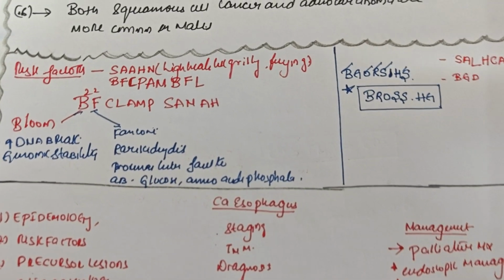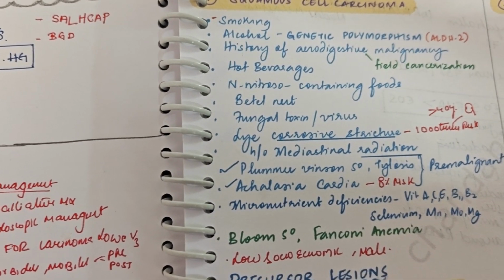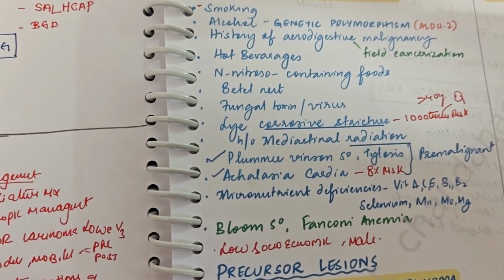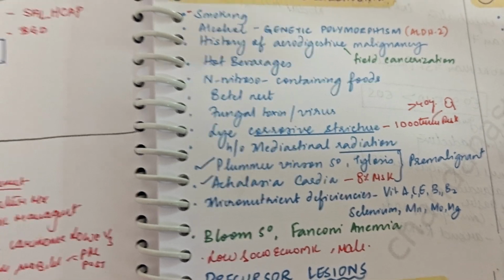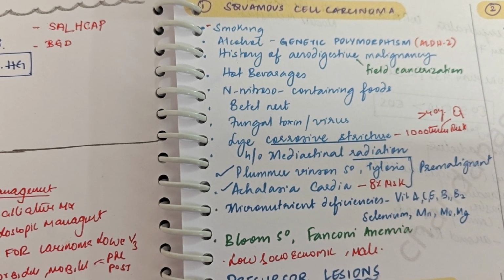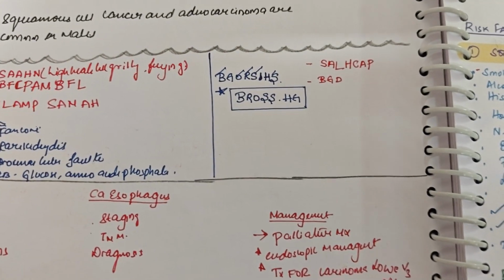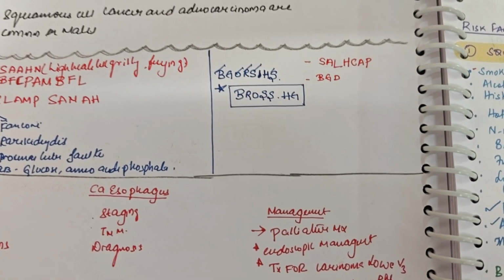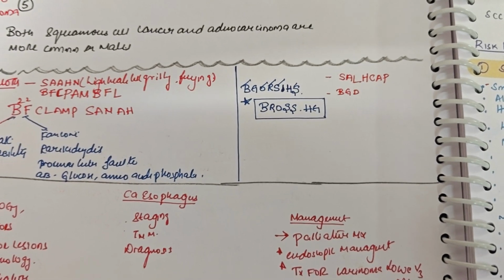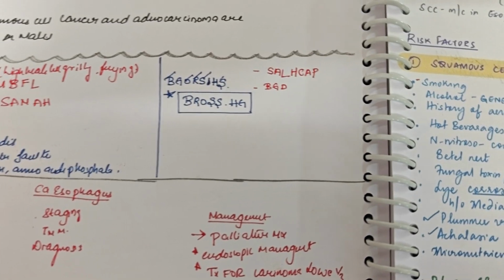A is male, which we have already discussed. H is history of aerodigestive malignancy and history of mediastinal radiation, and hot beverages, which are very important. So that's all you need to understand regarding the risk factors of squamous cell carcinoma.